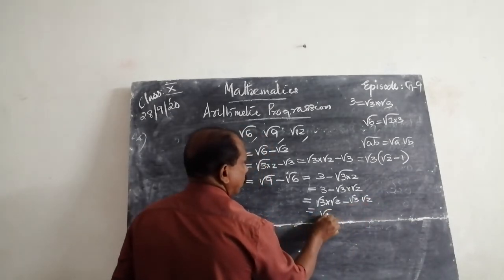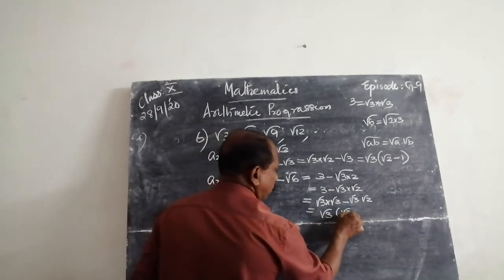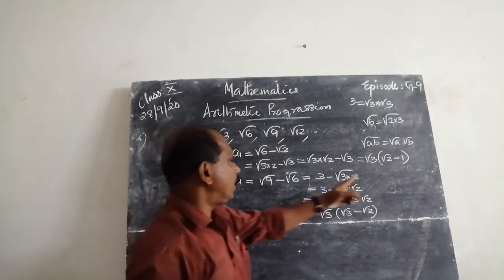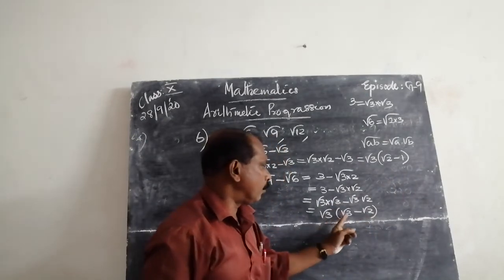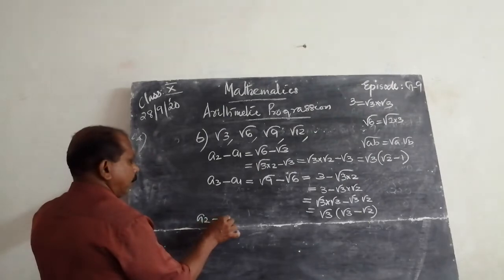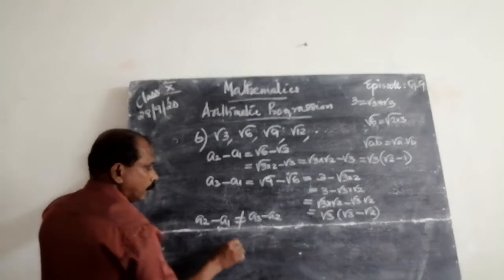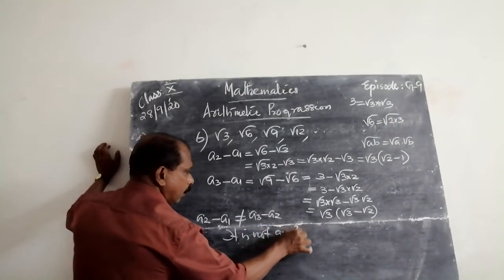Therefore, we can take root 3 as common. Therefore, root 3 into root 3 minus root 2. This one is root 3 into root 2 minus 1. This one is root 3 into root 3 minus root 2. They are not equal. Therefore, A2 minus A1 is not equal to A3 minus A2. Therefore, it is not an AP.